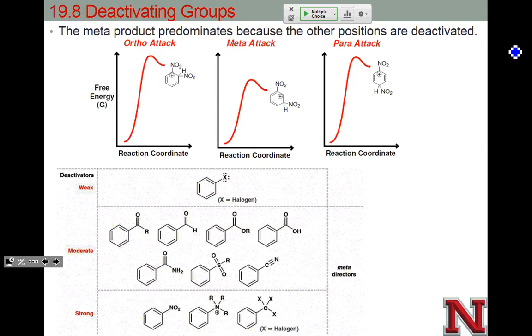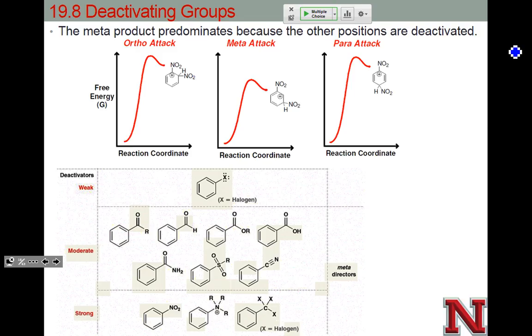So let's talk about electron withdrawing groups. Strong electron withdrawing groups contain NO2. We call this a quaternary ammonium salt. Nitrogen, when it has 4 R groups to it, has a positive charge. So nitrogen with a positive charge is going to be really strong electron withdrawing groups. So these are going to be really slow reactions. Also, if carbon has 3 halogens on it, that's 3 electronegative groups.